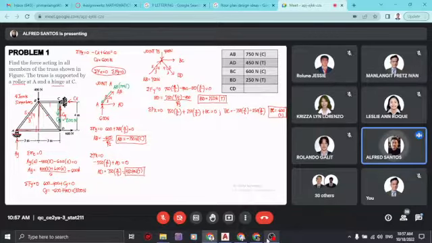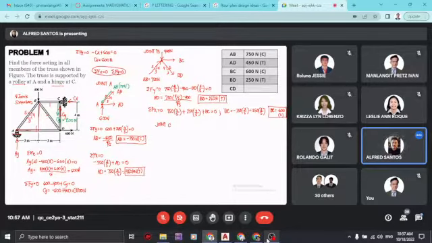Okay, so isa na lang yung nawawala. So it's either you proceed with joint C or joint D. So kahit alin yung mauna sa dalawa, no? Kasi isa na lang yung unknown natin. So anong gusto niya? Joint C or D? Sige, ako na lang. Joint C na lang.